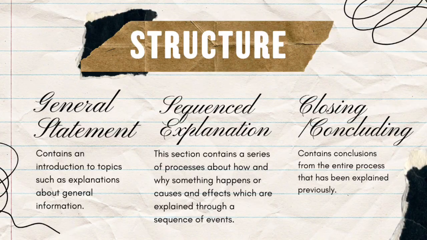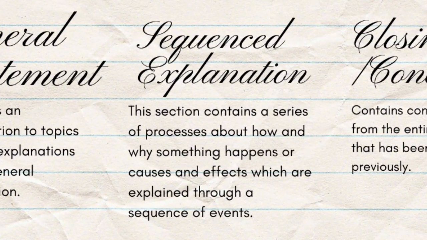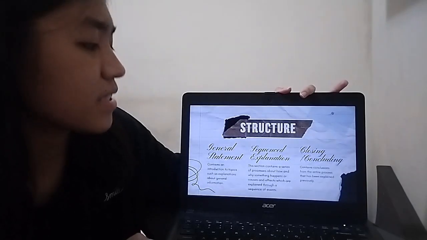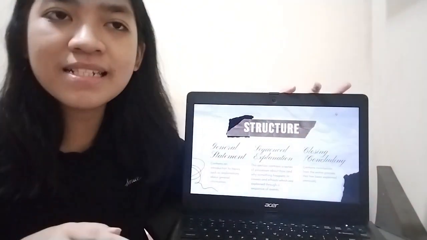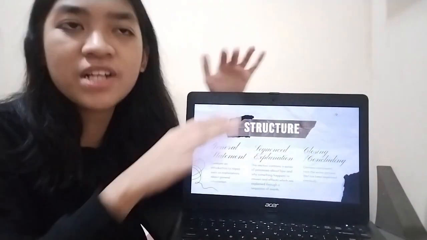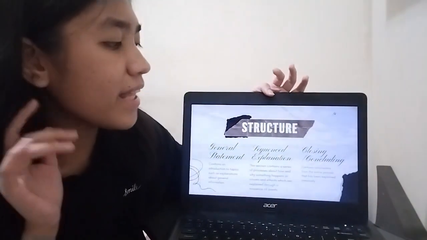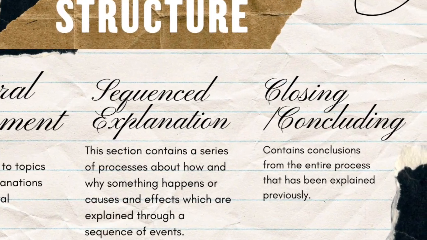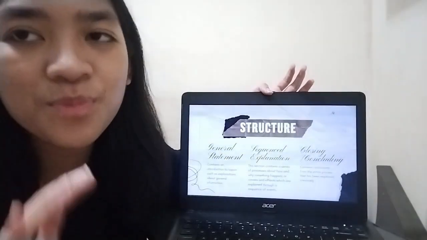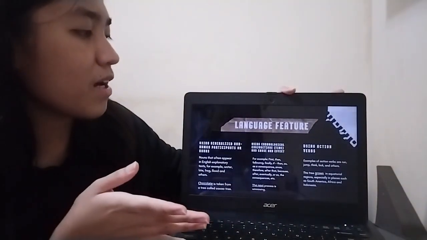And the next one, we got sequence explanation. This section contains a series of processes about how and why something happens, or causes and effects, which are explained through a sequence of events. Of course, this part is the longest of the 3 because there are, as I said before, a bunch of explanations. And the last but not least is closing or concluding, which contains conclusions from the entire process that has been explained previously. And after the structure, we are going to talk about the language features.